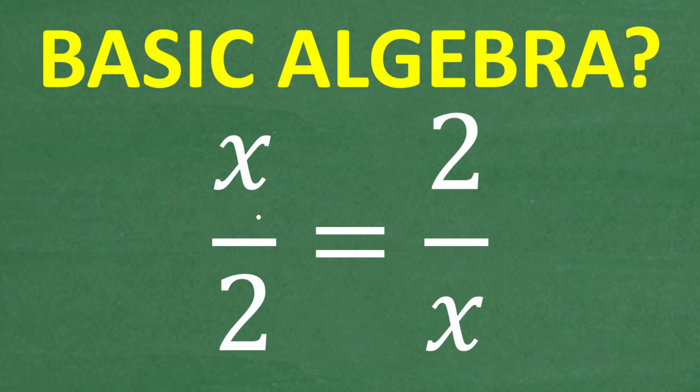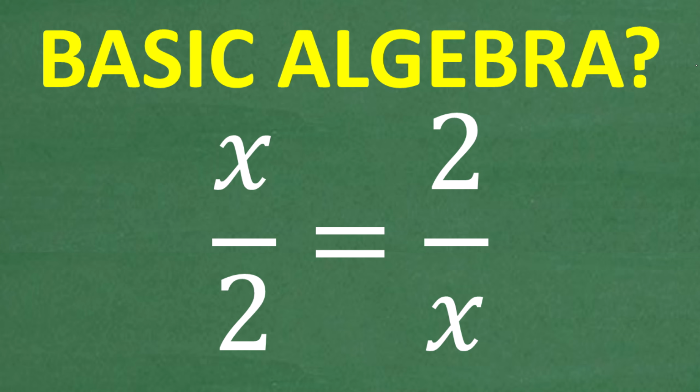Okay, so we have x over 2 is equal to 2 over x. It seems pretty basic, right? You may not see this type of equation in a pre-algebra course, and I'll tell you why in a second, but you would definitely see this in an Algebra 1, a first-year algebra course. It doesn't seem that difficult. However, a lot of you are going to get this wrong. But let's take a look at the answer right now.